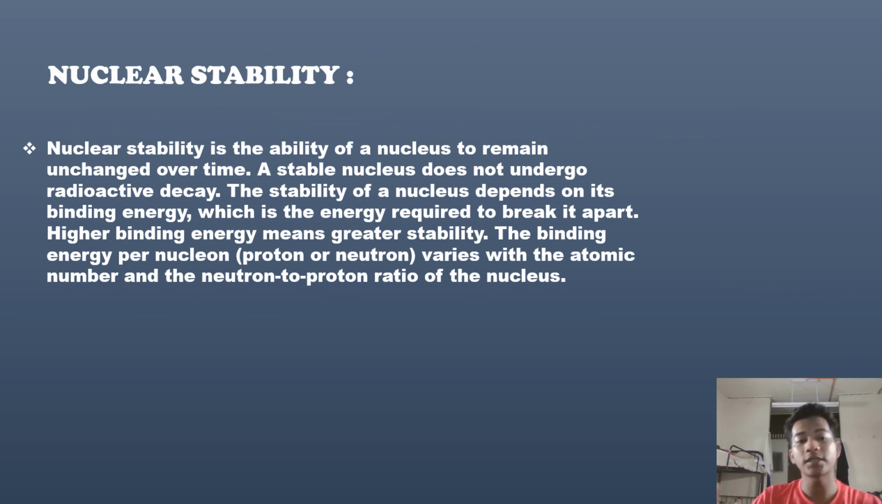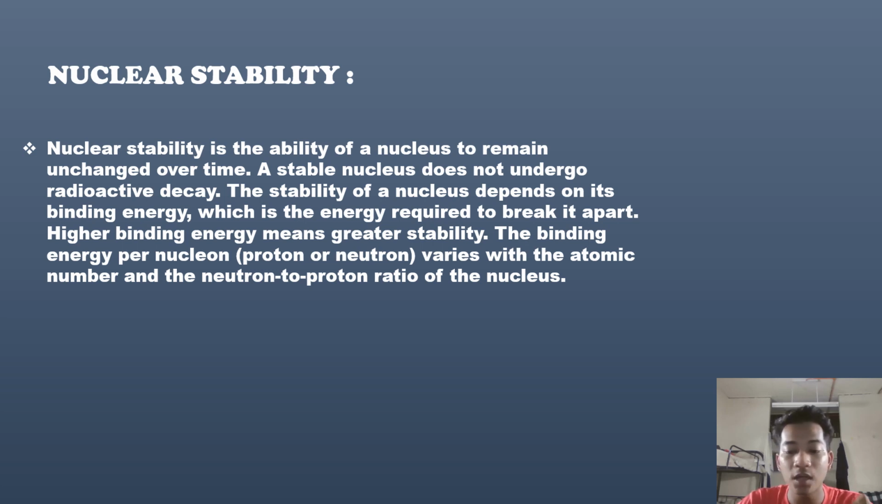So, in this slide, we will talk about nuclear stability. What is nuclear stability? Nuclear stability is the ability of a nucleus to remain unchanged over time. A stable nucleus does not undergo radioactive decay. Radioactive decay means the process by which an unstable atomic nucleus loses energy by radiation.